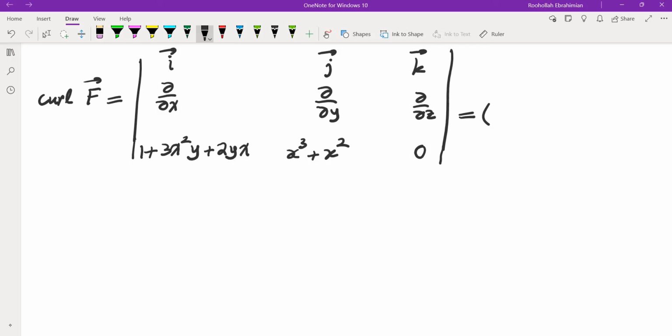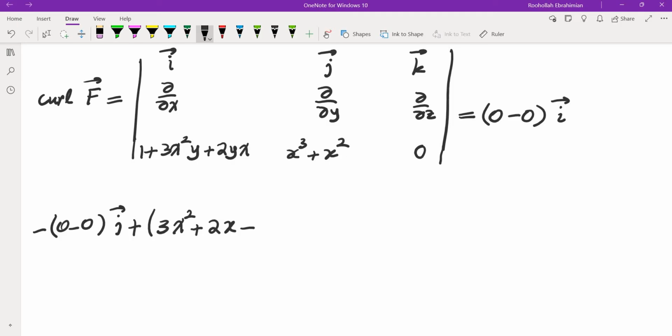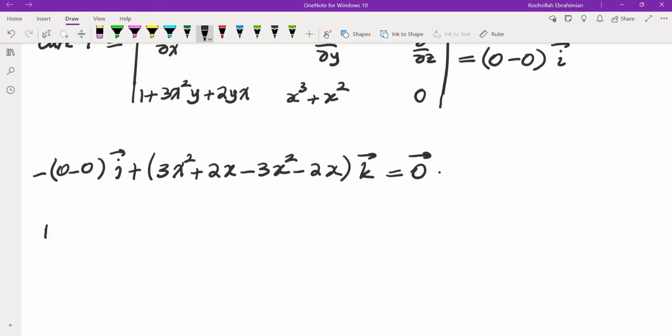First component becomes derivative of this one with respect to y, 0 with respect to y, minus derivative of this one with respect to z, so that's 0. Minus, eliminate the second column, we get 0 minus 0j, eliminate the third column, we get 3x squared plus 2x minus 3x squared minus 2x k. And this is 0. So we check both those two things. That tells us that f is in fact conservative.